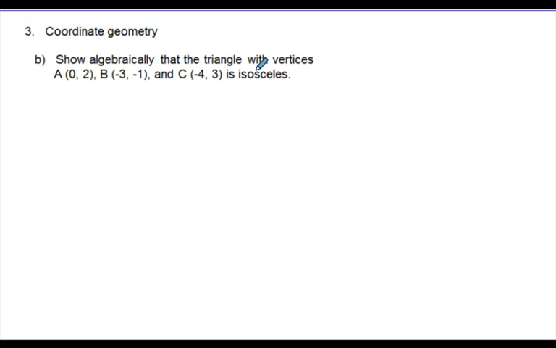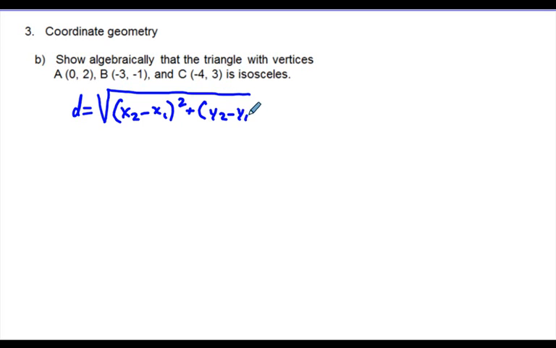Okay. Now the last one we're going to look at is coordinate geometry. Show algebraically that the triangle with vertices A, B, and C is isosceles. What we're going to use for this is something called the distance formula. The distance formula is a version of the Pythagorean theorem, where you take the square root of, for between 2 points, (x2 minus x1) squared plus (y2 minus y1) squared. And we take the square root of that and we will get a distance.